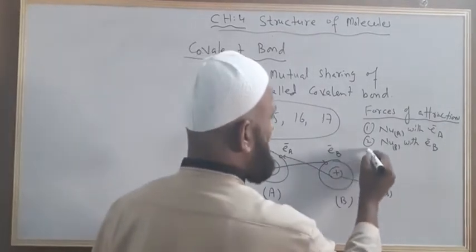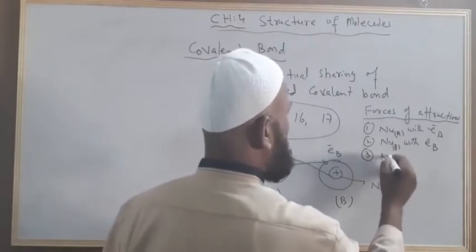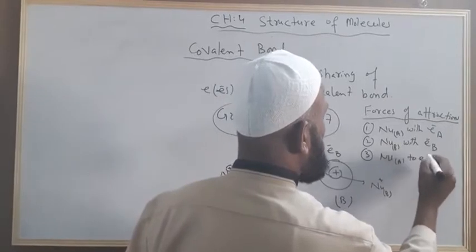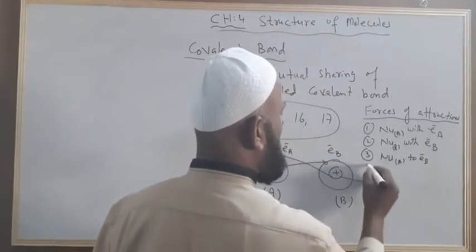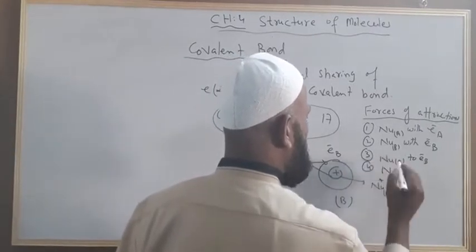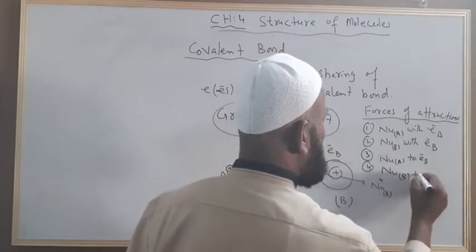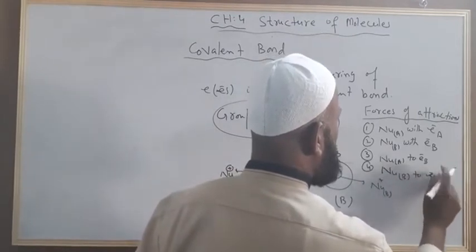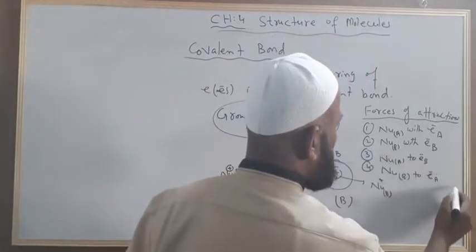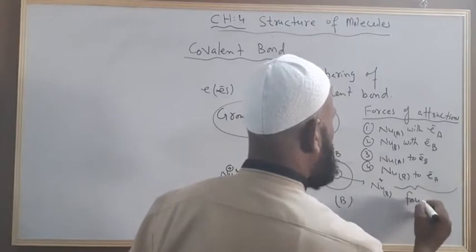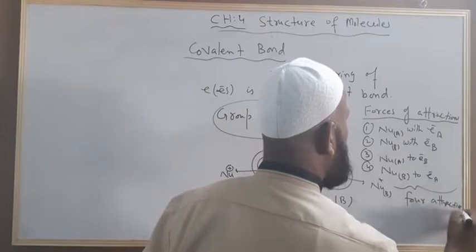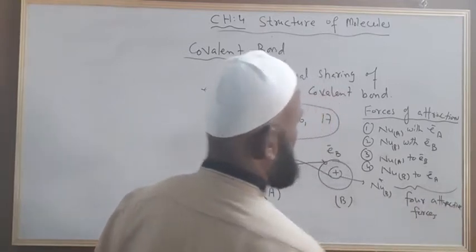So the third force would be nucleus of A to electron of B, and the fourth, nucleus of B to electron of A. Overall, there are four attractive forces.